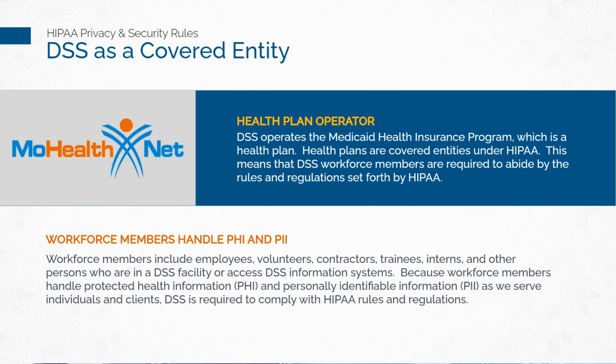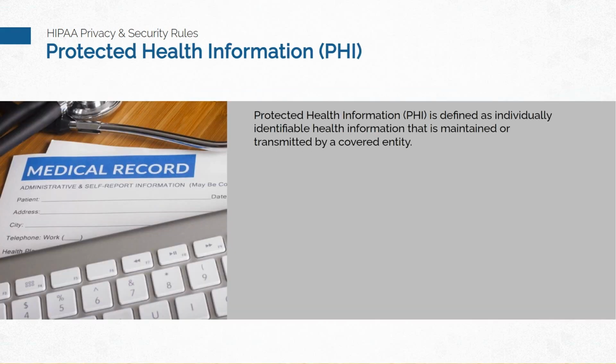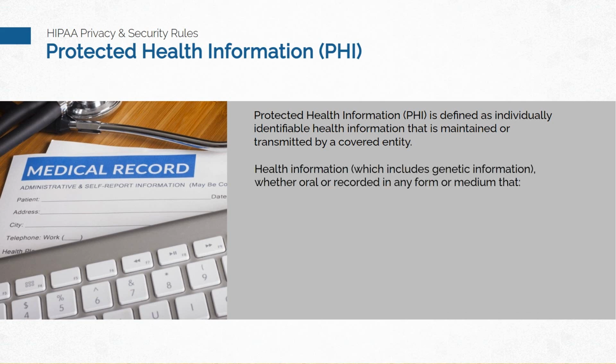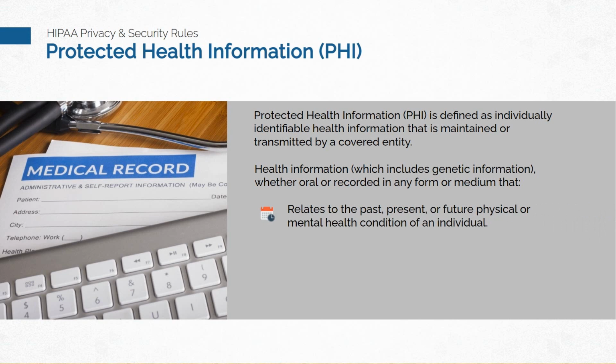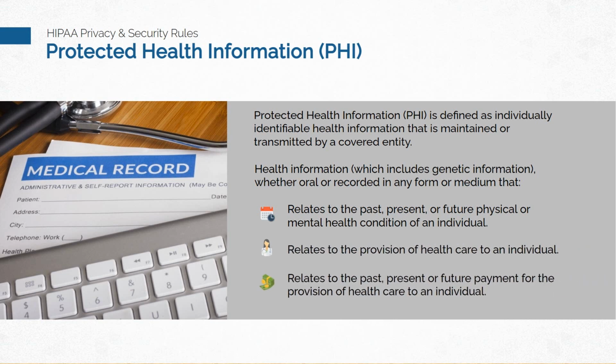PHI is the individually identifiable health information kept or transmitted by a covered entity like DSS. PHI, including genetic information, whether spoken or recorded in any form, is information that relates to the individual's physical or mental health condition. This includes past, present, and future conditions. Relates to the provision of health care to the individual. Relates to the payment for health care services for the individual, including past, present, and future payments. PHI is information that can be used to identify someone.